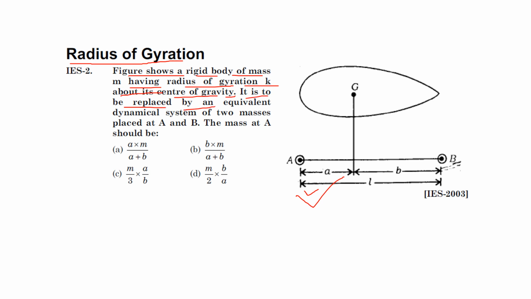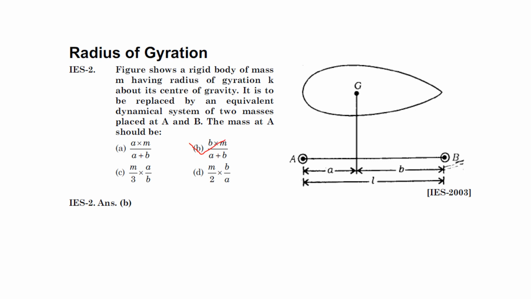It is to be replaced by an equivalent dynamical system of two masses placed at A and B. The mass at A should be... Okay, so they are asking here. It is actually direct, a direct form. It is actually B into m upon A plus B. I think you can also very easily solve this question. I don't think this much explanation is needed for this question. Wherever it is required, I will tell that. You can easily solve this question. The answer is B into m by A plus B.